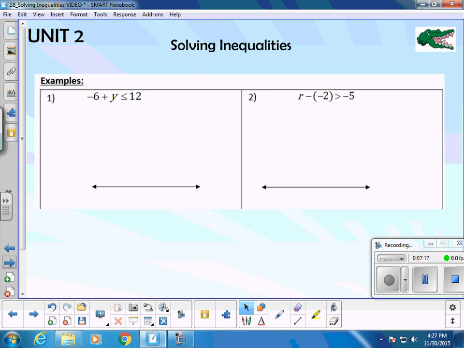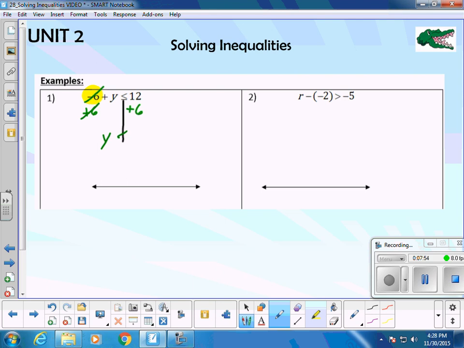So let's look at some examples. There are 4 examples down at the bottom of your page. As we did with equations, we're also going to separate our problem by drawing a line. So we have 2 sides. We have the side with the variable and the side with the constant. In this case, I have to get rid of this -6. How do I get rid of a -6? I'm going to use the opposite, which is a +6. Whatever I do to that side, I have to do to this side. -6 and +6 cancel, and I'm left with just y.